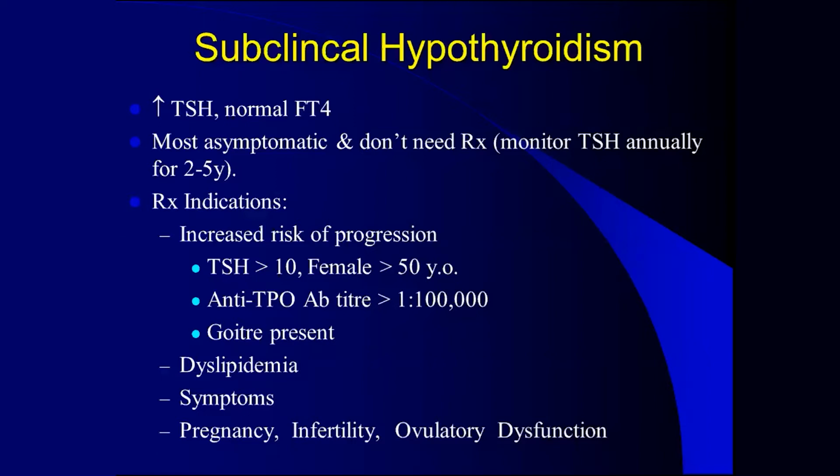However, there are certain cases of subclinical hypothyroidism where treatment is indicated, usually when the TSH level is more than 10 or when the female is more than 50 years of age. You should always do an anti-thyroid antibody titer when you see a patient with subclinical hypothyroidism. And if the TPO titer is more than 1:1 lakh or 1,000 international units, this is a clear-cut case of Hashimoto. The treatment has to be given.